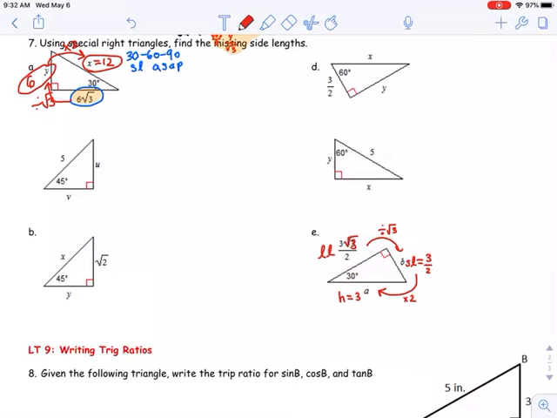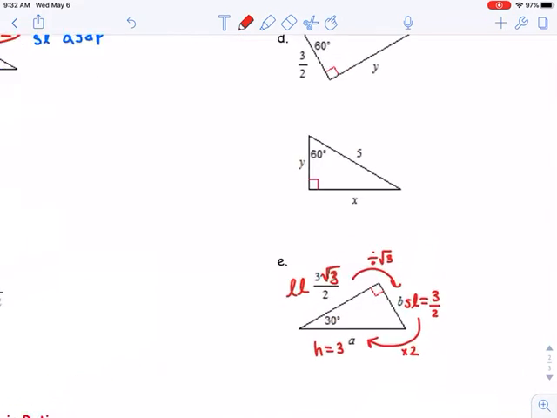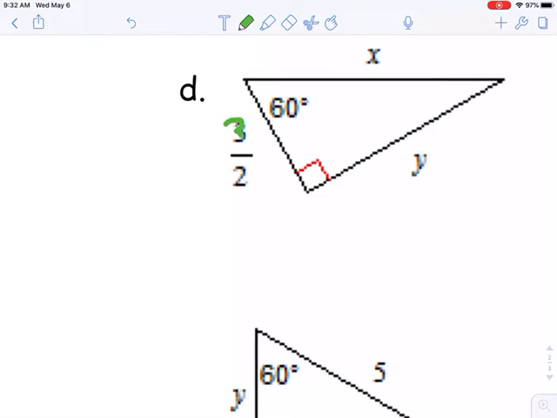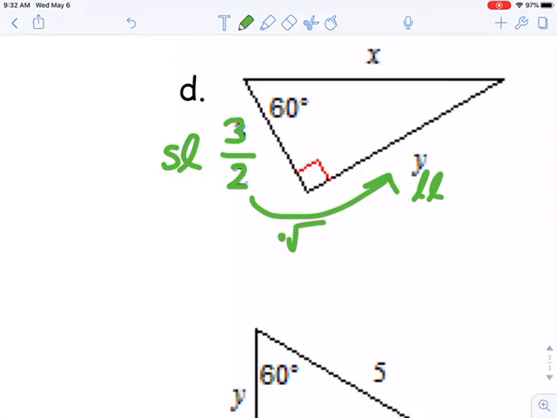Alright, now let's look at these other 30, 60, 90 triangles in D, and then this one just floating right here. Doesn't have a number or a letter for some reason. D, it's always a little easier when you're given the short leg first. I can go anywhere I want. I'm just going to get the long leg first. Remember, you're just always multiplying by radical 3, so the long leg would be 3 radical 3 over 2.